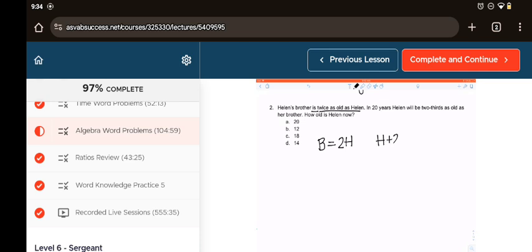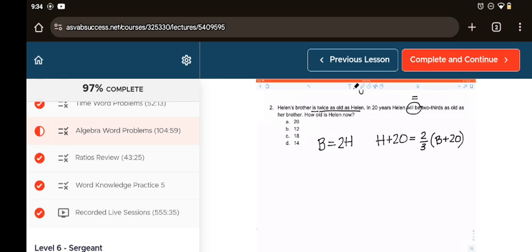In 20 years, so H plus 20, right? H by itself is Helen now, her age now. If it says in 20 years, then we have to say H plus 20. So Helen in 20 years will be, this also means is, so it's an equal sign. 2/3 as old as, whenever we're finding a fraction of something, we multiply. So 2/3 as old as, we're going to multiply her brother, B. But this is her brother in 20 years, B plus 20.